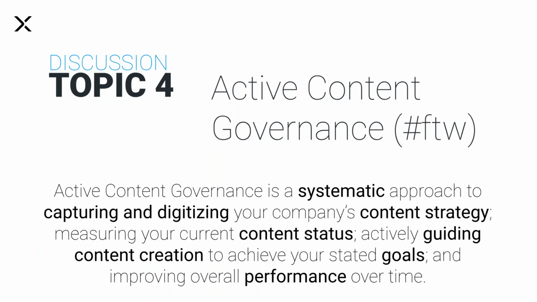So when we think about what active content governance is, the definition that we've created is right here in front of you. I've taken the liberty of bolding some text to draw it out, but active content governance is a systematic approach to capturing and digitizing your company's content strategy, measuring your current content status, actively guiding content creation to achieve your stated goals and improve overall performance over time. That's all we're trying to do. Better content, faster, less money, more predictable, and programmatic. It sounds like the machine that you've built elsewhere in your business.